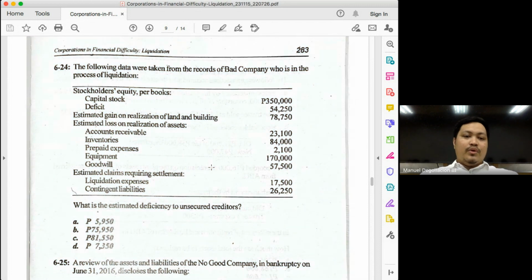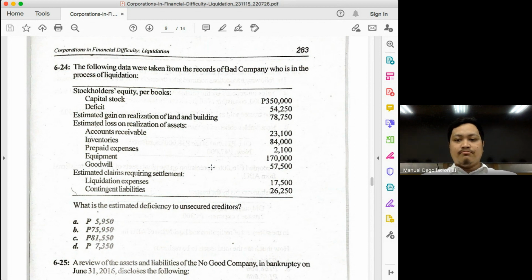Now, we will also have to include these liquidating expenses, obviously. What's the effect of your liquidating expenses, class, to your equity? It will decrease. Okay. As far as entries are concerned, you will have to recognize an expense and credit the liability for the payment of these expenses. The same for your contingent liabilities, class. The recognition of your contingent liability will require a recognition of a loss. And what does a loss do to your equity? Again, it will decrease your equity. So you will also have to deduct the 17,000 and the 26,250. Okay, so from negative 54,250 plus 78,750 minus all the rest of the figures in this problem.